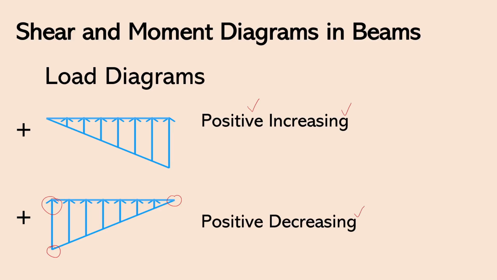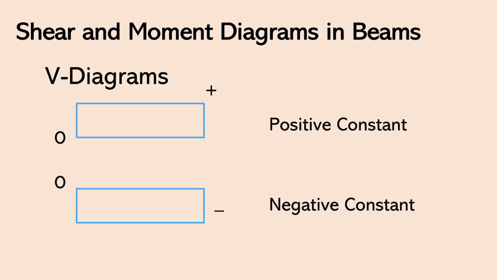And then if dito na tayo sa shear diagram, we will have this one. If this is our 0 line and then we have a positive shear, then this will be positive constant kasi it's above the 0 line and then it's constant. So our consideration here for positive or negative is whether it's above or below the 0 line. And so dito, since this is below the 0 line, this will be negative constant. So lagay ko dito, below the 0 line.